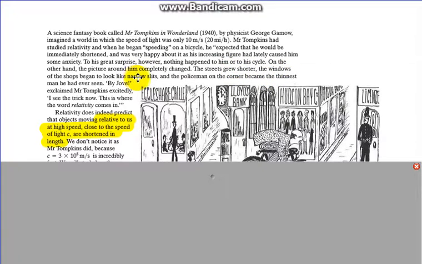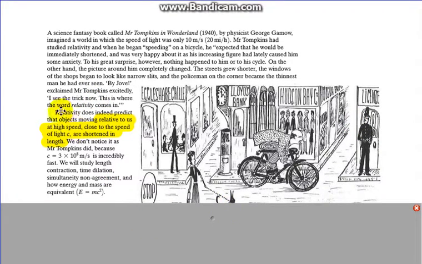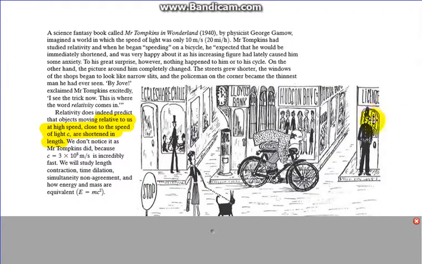On the other hand, the picture around him completely changed. The streets grew shorter, the windows on the shops began to look like narrow slits, the policeman on the corner became extremely thin, and then he realized, oh my gosh, I see the trick now. This is where relativity comes in. So everything relative to him shortened in length, not him himself. But of course, to the policeman, if he was to look at him, he would see him shortened.